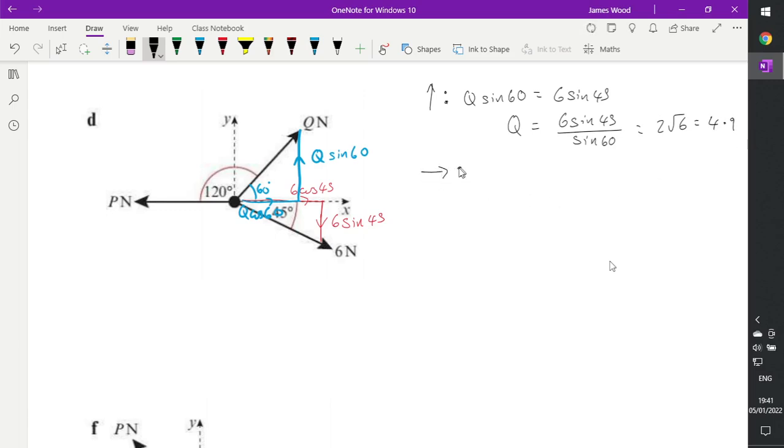If we resolve horizontally, to the right, we've got Q cos 60 plus 6 cos 45, because they're both in the same direction to the right. They must be equal and opposite to force P. And now I can solve this. So I've got 2 root 6, which is Q, times cos 60, plus 6 cos 45. That means that P as an exact answer would be root 6 plus 3 root 2, or as a decimal, that is 6.7 approximately. There we are.